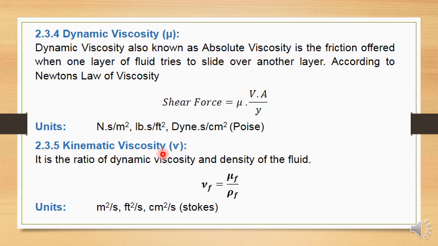Kinematic viscosity, nu. It is the ratio of the dynamic viscosity and the density of the fluid. So mu_f over rho_f. Its unit is Stokes.